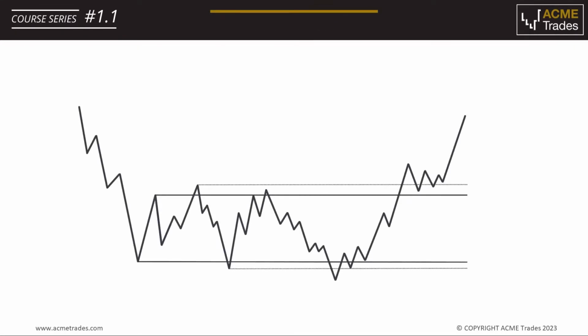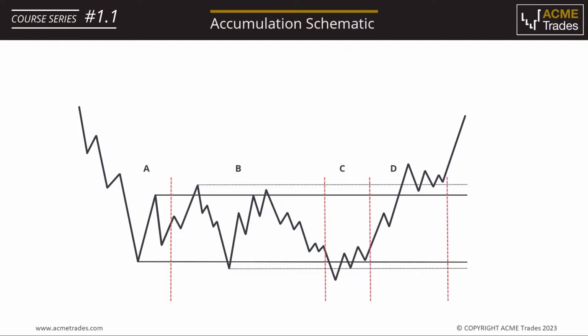And here we have a classic Wyckoffian accumulation schematic. And the accumulation pattern or schematic can also be broken down into 5 phases: phase A, phase B, phase C, phase D, and finally over here, phase E.